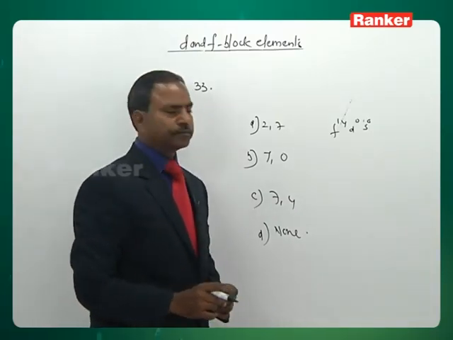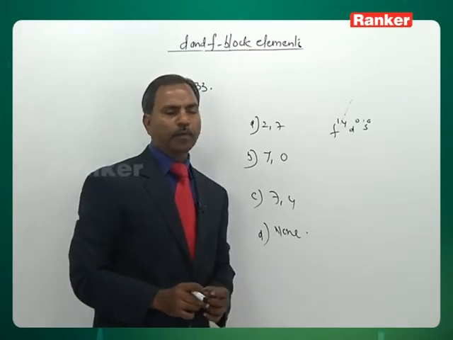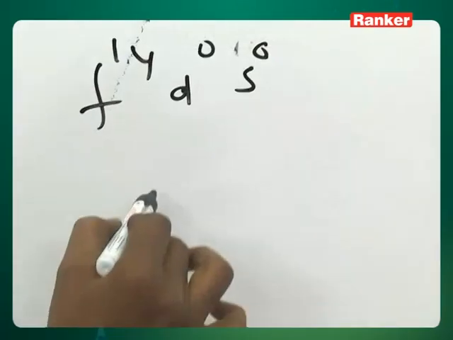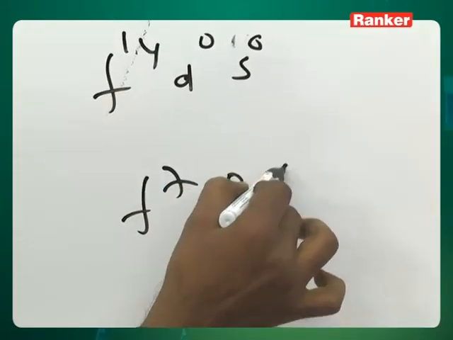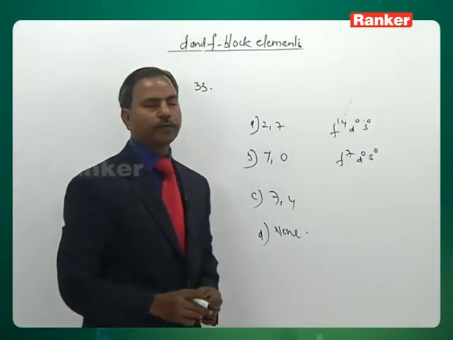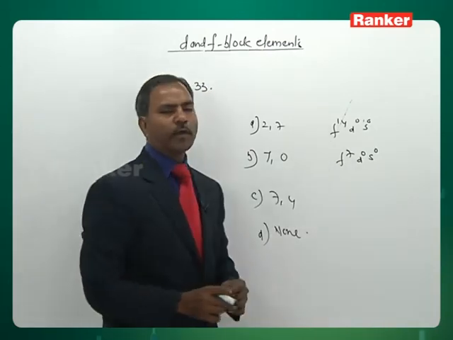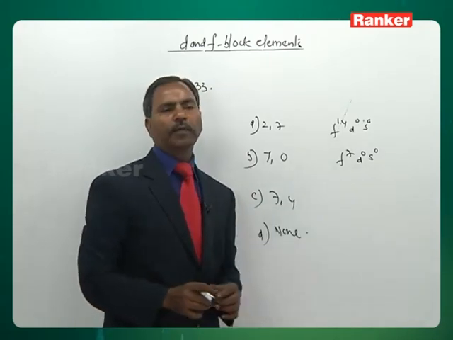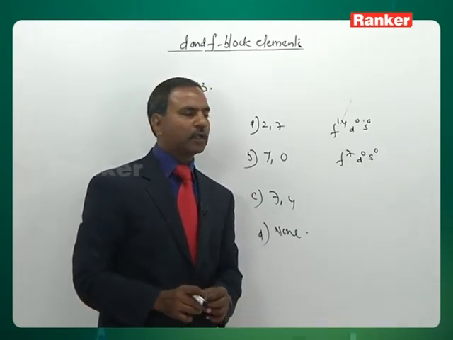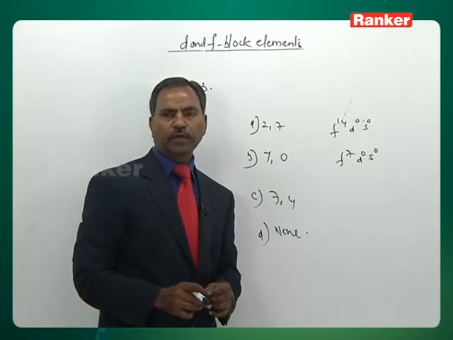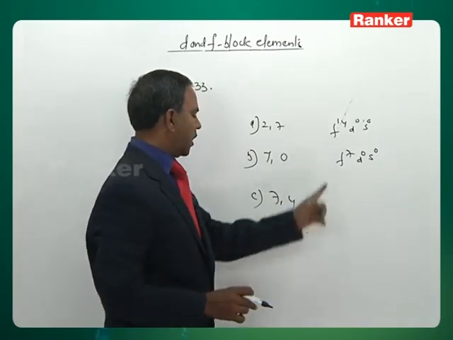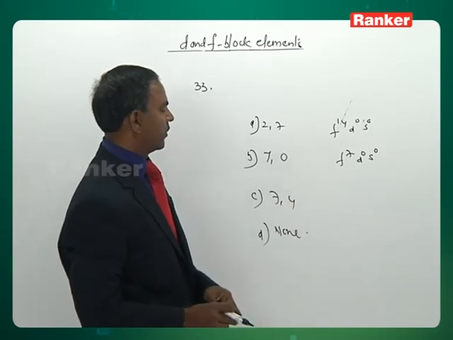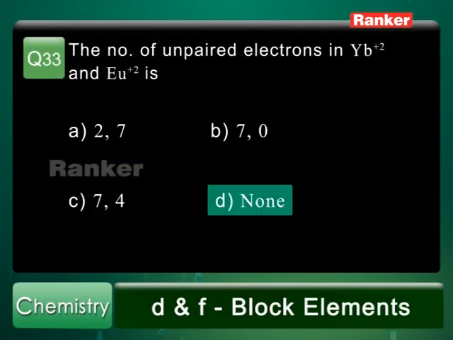Coming to the next one, europium plus 2 is f7, d0, s0. Now we consider that in the case of ytterbium plus 2 there is no unpaired electron, and in the case of europium plus 2 there are 7 unpaired electrons. So the answer should be 0, 7, but that option is not given; 7, 0 is given. Therefore, the correct answer is D for question number 33.